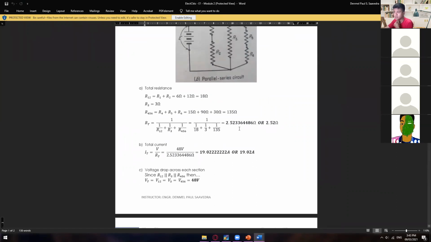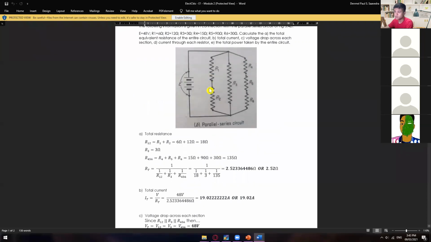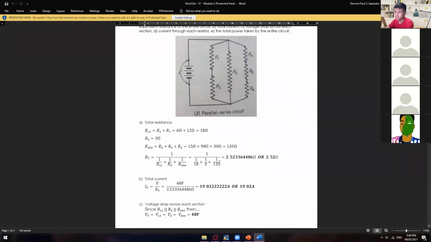So just get the R total first. R1 and R2 are in series, so just add those two. R4, R5, and R6 are in series, so just add those three. And then parallel this section to this section and then this section. Just like this one. And then you will get 2.52.